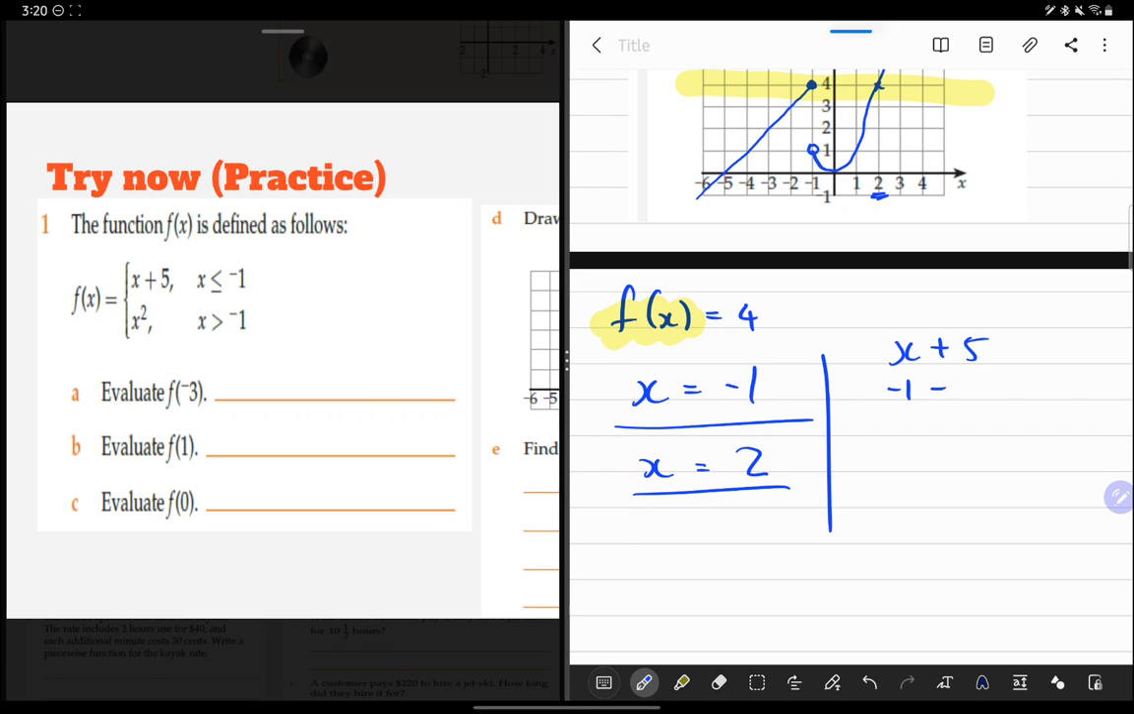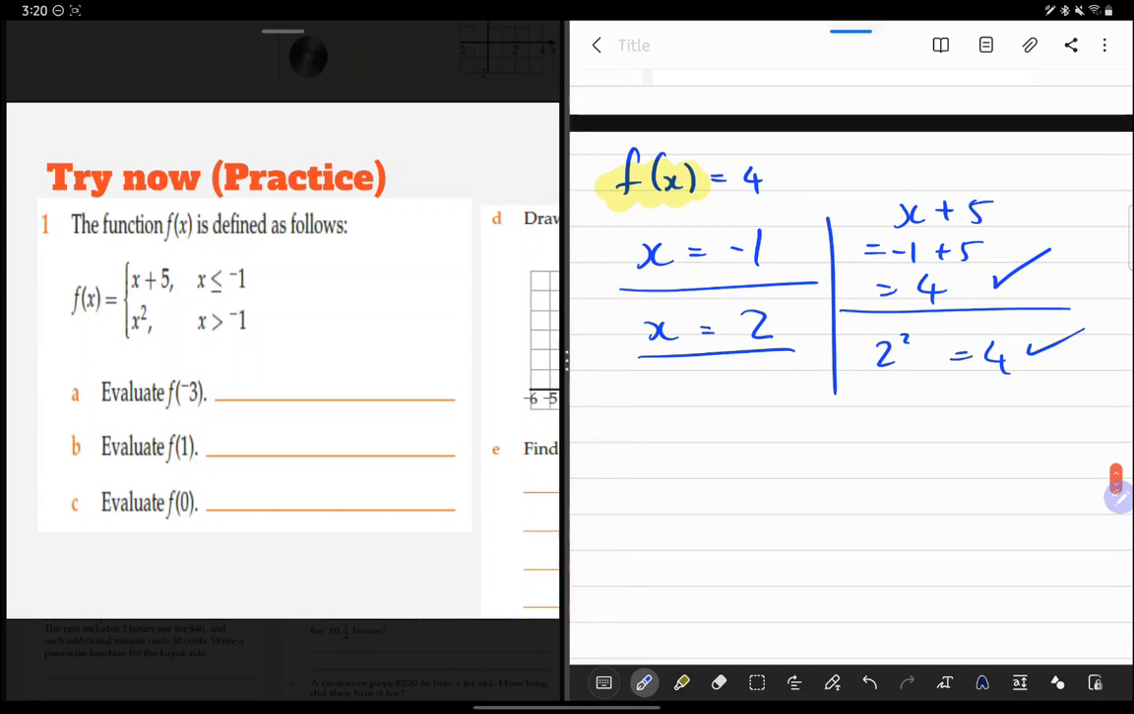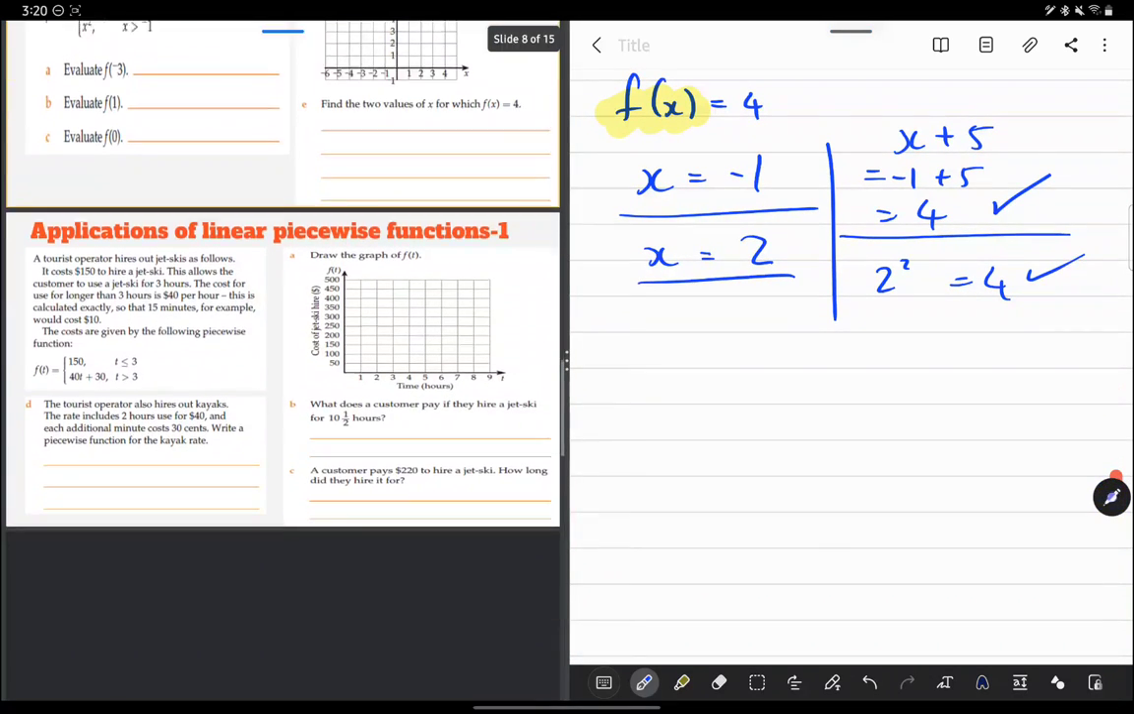This is -1 plus 5, which gives you 4. And for the second graph, 2 squared gives you 4. So we have these two graphs at 2 separate points. We're sure that -1 falls under the first graph, and we know that 2 falls into the second graph. And there you have it. But you could also see it from the graph.